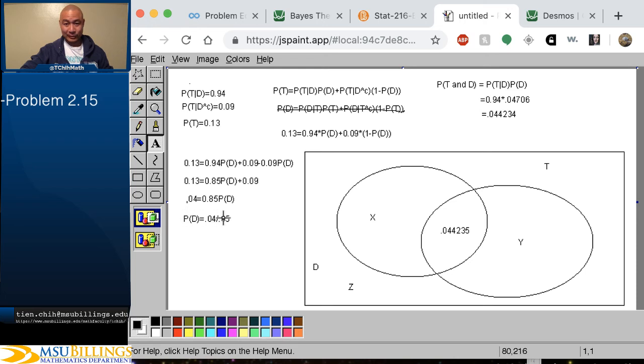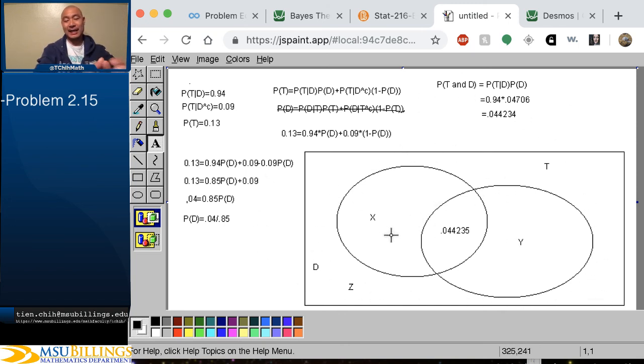Oh, I see. I wrote this over something. This is 0.04 over 0.85, but it's closer to 0.4706. This and the y together have to form the entire T circle, which is 0.13. So when I put this and the y together, that's 0.13, so there's a linear equation that tells you what y is.